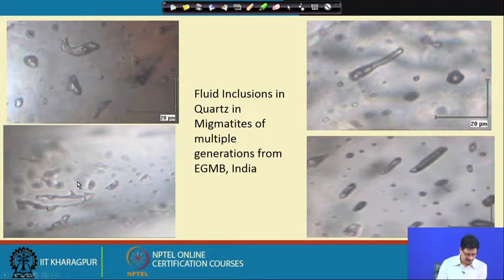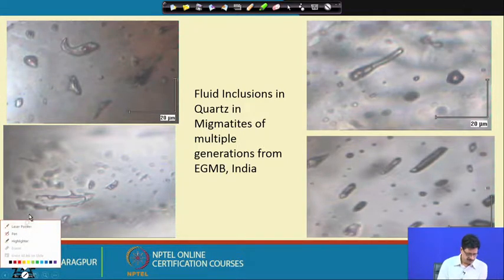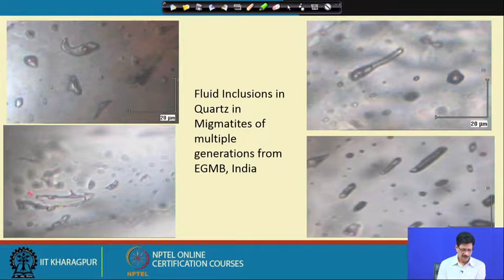You could see here that the one which has been focused here is an aqueous inclusion which has taken the shape of almost a ring, or we call it an annular kind of shape. The probable reasons for these inclusions attaining such a shape we will discuss.